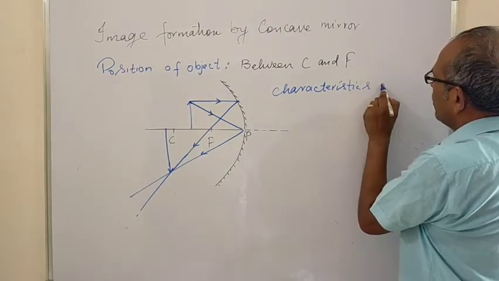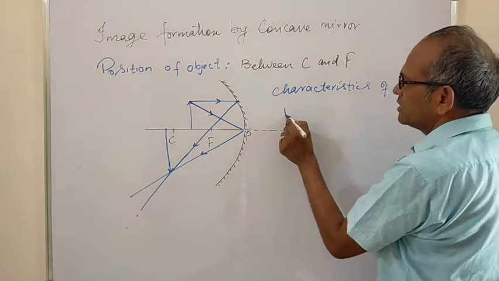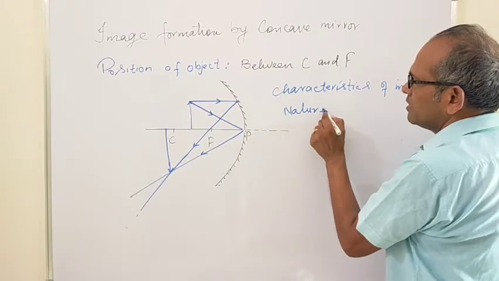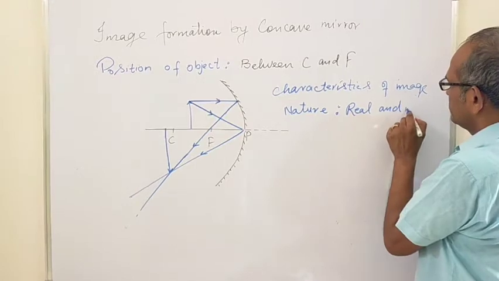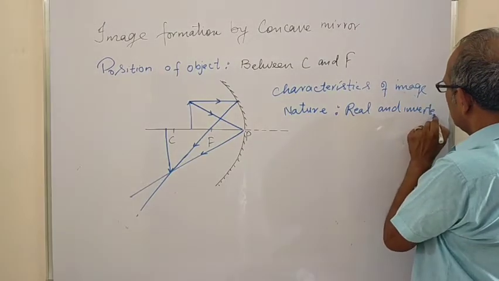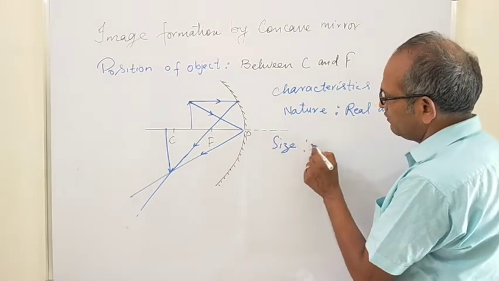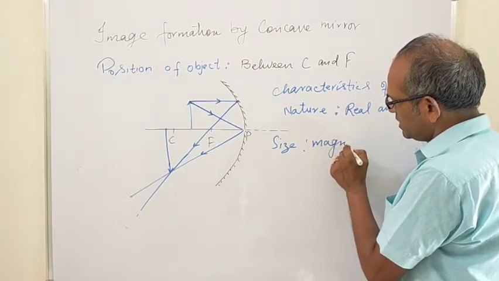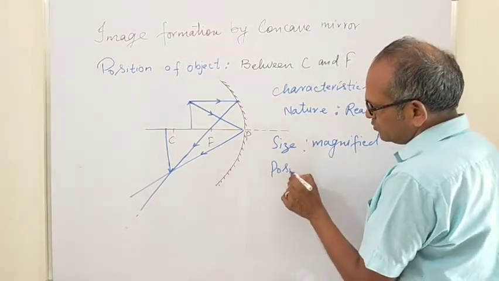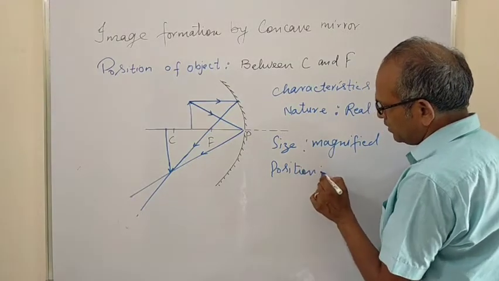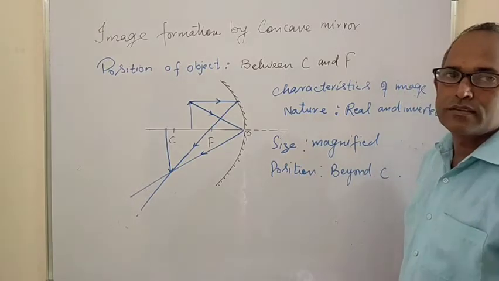Characteristics of image formed. What are the characteristics? First, nature. What is the nature here? Nature is real and inverted. Size. What is the size? Magnified. Means bigger in size than the object. And position. Position is beyond C. Beyond center of curvature. Right.